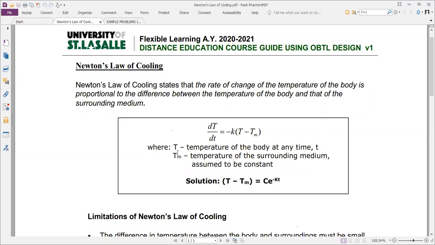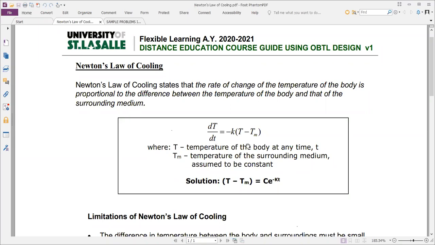The capital T is the temperature of the body at any time t. At any time means it could be the initial start of the cooling of the body, or it could be any time after the cooling process already started. That's your capital T. The T sub M is the temperature of the surrounding medium or of the environment where your body is placed.